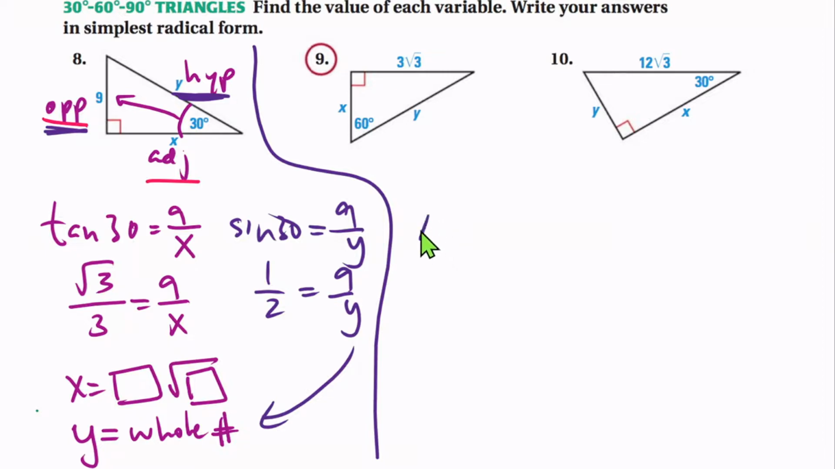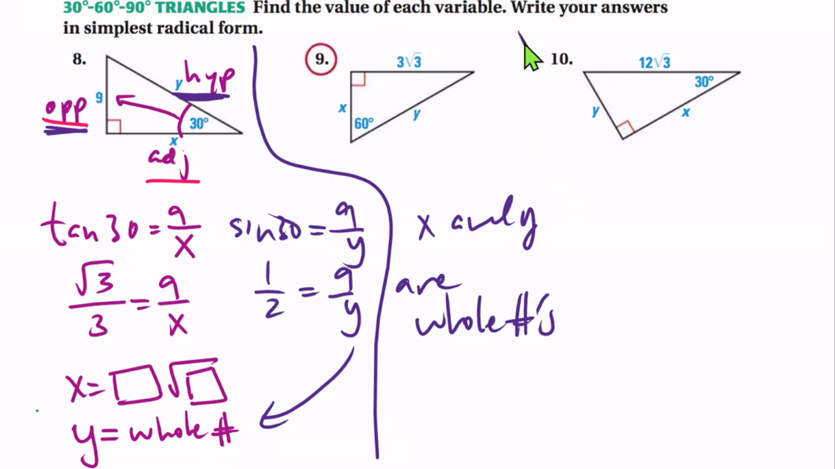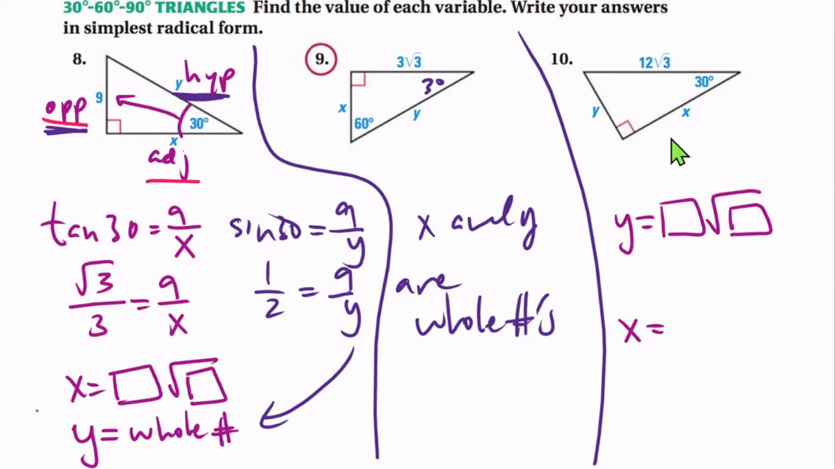In number 9, both x and y come out to be whole numbers. So hopefully that makes that problem kind of easy. You could do the whole sine and cosine and tangent stuff to find it. Very similar to this one, except you're using 60. You could even use this angle 30 if you really wanted to. Both ways work. In number 10, it's a little trickier because the hypotenuse has a square root 3 on it.